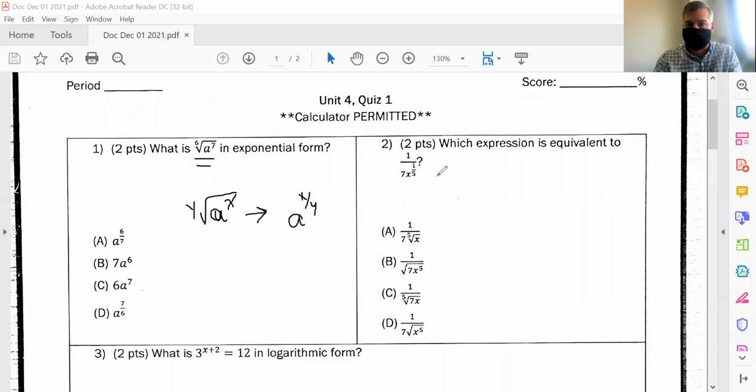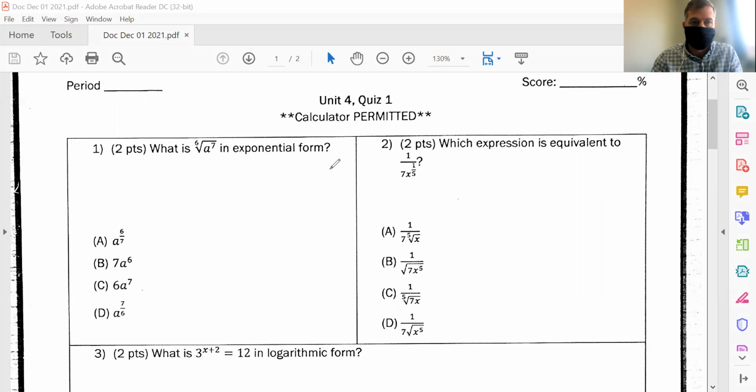Number two, which expression is equivalent to this. The one thing that I would tell you as kind of an option here is that we've got 7 to the 1 and x to the 1/5. Since that 1/5 is only going to the x, I want you to think about where that x is going to go and where that 7 is going to go.